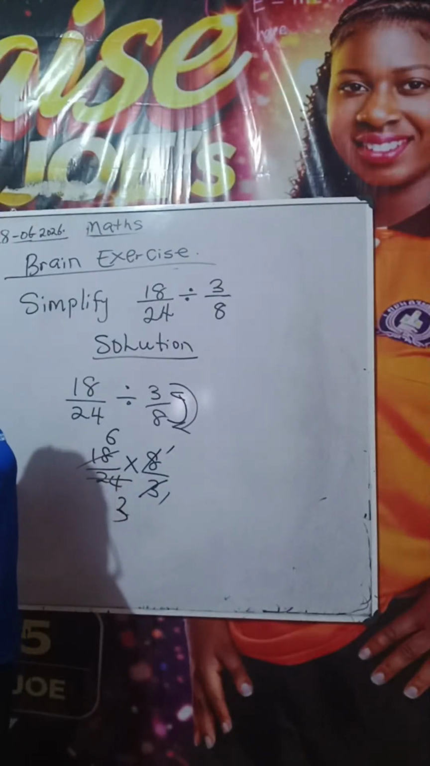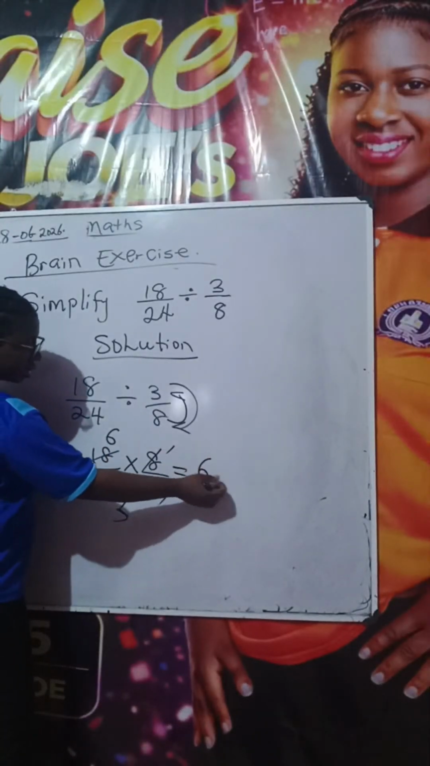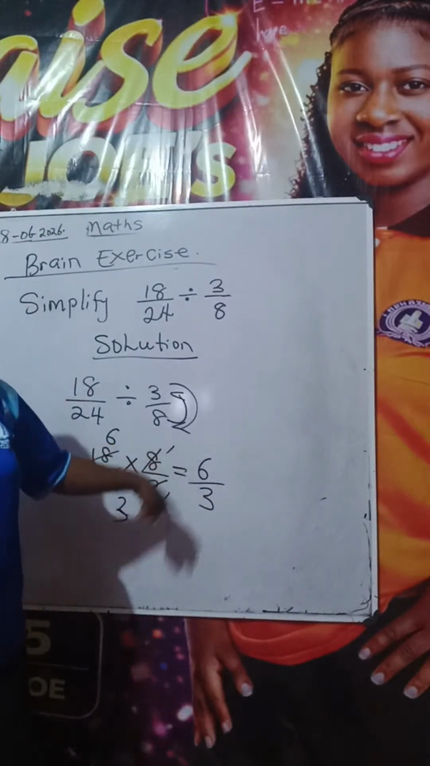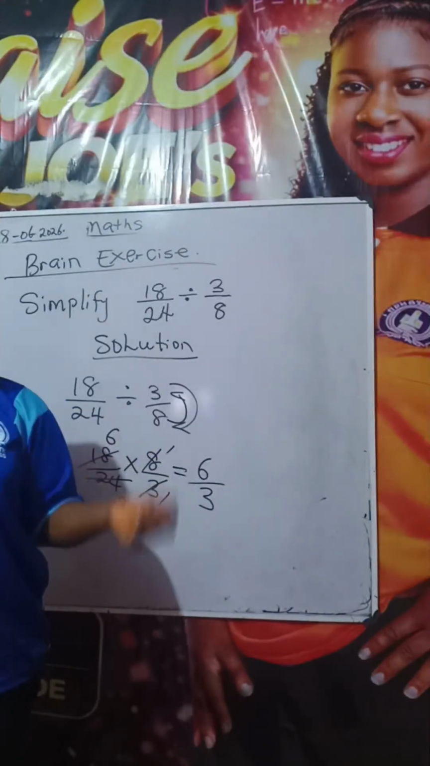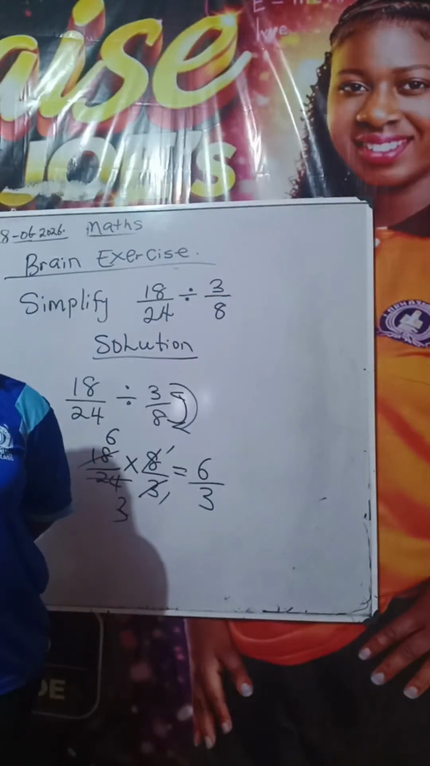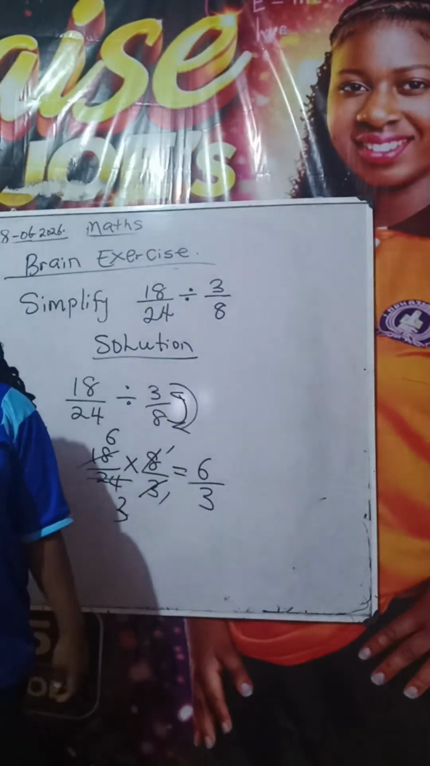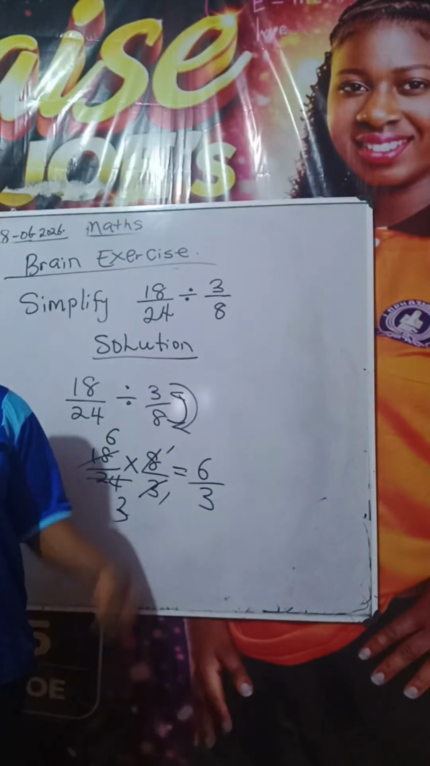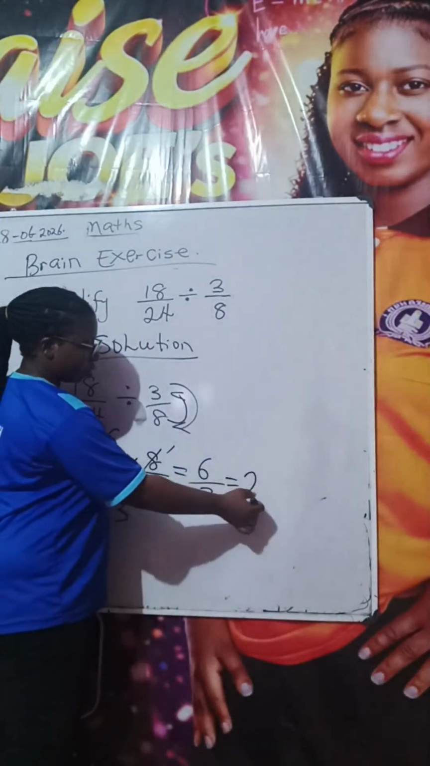Now, what next? We check. 6 times 1 will give me 6. 3 times 1 will give me 3. Now, these two again, can we still divide? Like, that is the next. It's still possible. Now we divide 6 divided by 3, and that will give us 2.